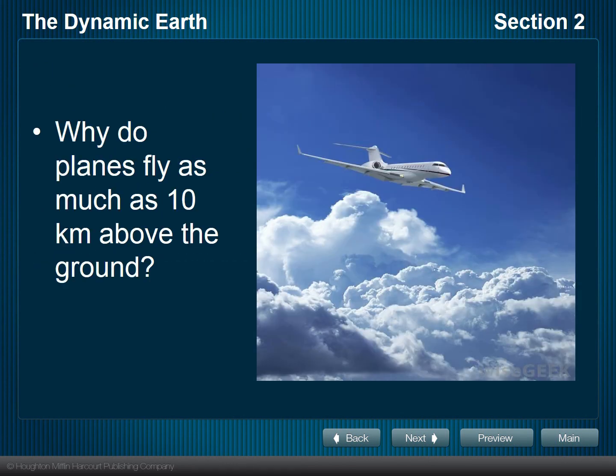Why do planes fly as much as 10 kilometers above the ground? Write the response in your science journal. Most commercial airlines fly their planes at about 10,000 meters, which is 10 kilometers, because the air at that altitude is less dense, so the planes experience less drag and require less fuel when they are moving through the air. Also, the air is less turbulent above cloud level.